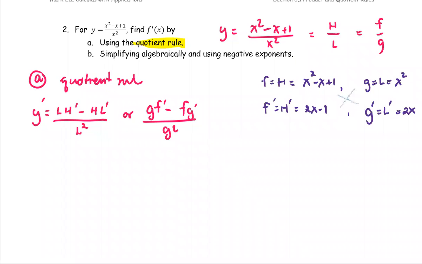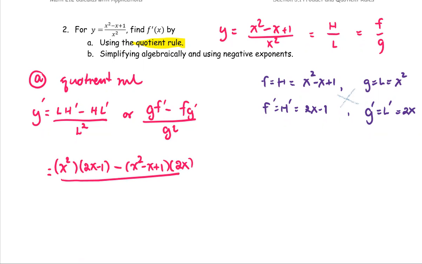We got everything that we need for the formula, and we're going to bring it back into the quotient rule formula. Replace the terms. The low function is x squared. The d high is the expression 2x minus 1, subtracted by the high function, which is the quantity x squared minus x plus 1, multiplied by the d low, which is the quantity 2x, all divided by the low squared, which is x squared, all squared. So make sure you copy everything correctly.